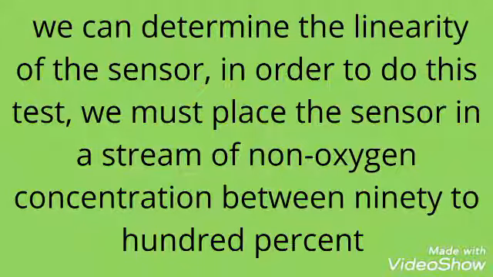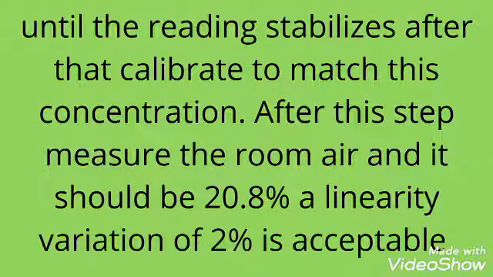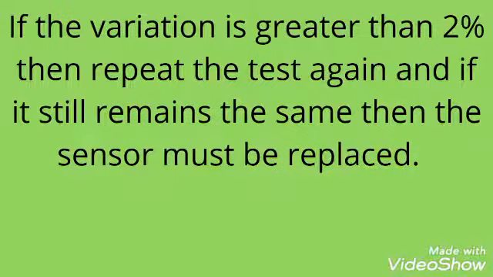We can determine the linearity of the sensor. In order to do this test, we must place the sensor in a stream of non-oxygen concentration between 90 until the reading stabilizes. After that, calibrate to match this concentration. There should be an error of less than 2% because 2% is acceptable. Repeat the test again and if it still remains the same, our linearity is okay and this analyzer is okay.